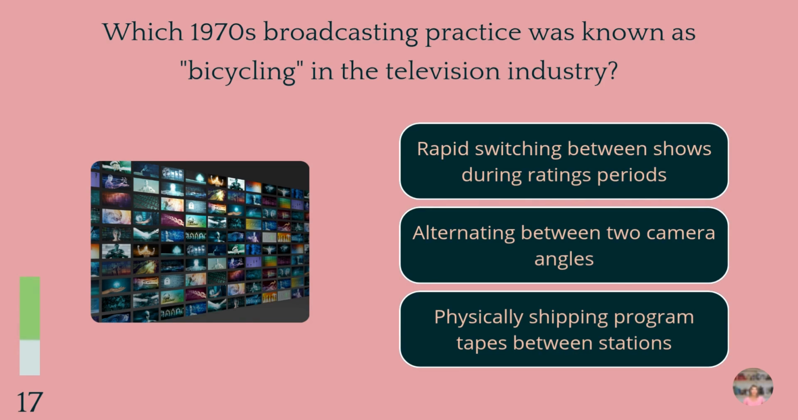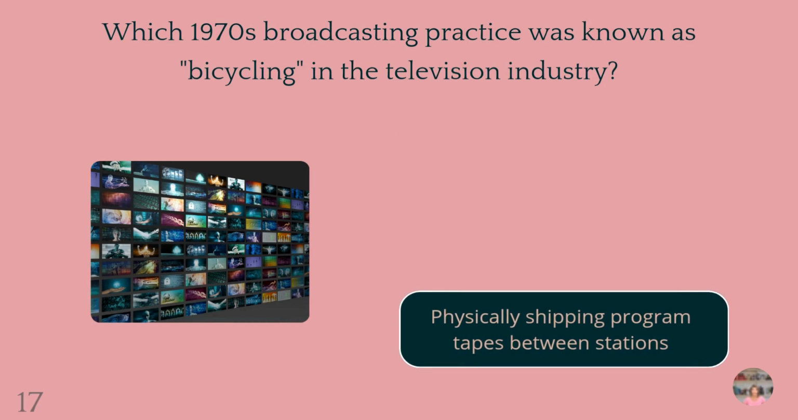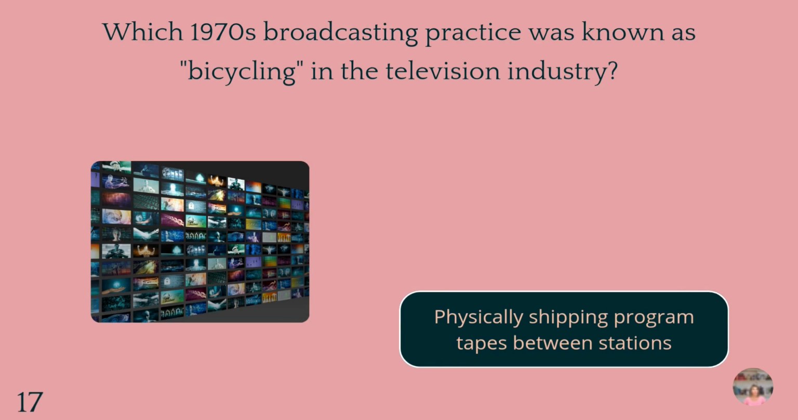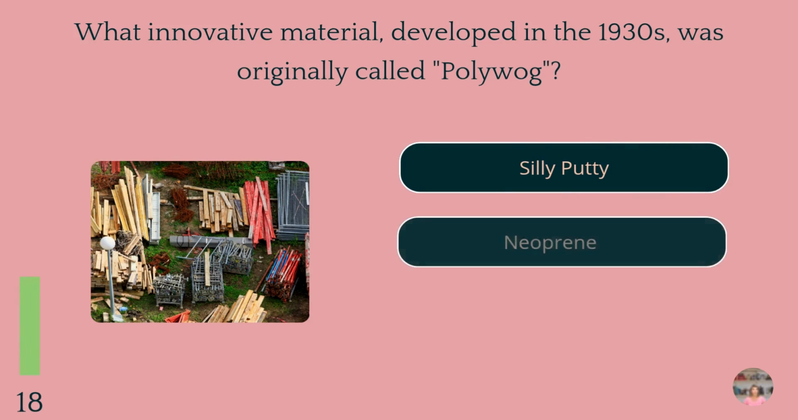Which 1970s broadcasting practice was known as bicycling in the television industry? Rapid switching between shows during ratings periods, alternating between two camera angles, or physically shipping program tapes between stations? Physically shipping program tapes between stations.